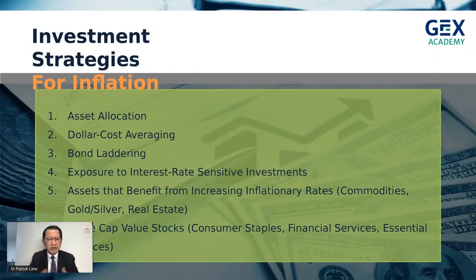And then there are assets that benefit from increasing inflationary rates, such as commodities, gold, silver, and real estate. I know some of you will say, but Patrick, you are a fan of property investment, and that's why you put real estate there. But please don't believe me. If you go and Google investment strategies for inflation, usually people will recommend investing in real estate. Why? Because over time, the labor costs will go up, construction material will go up, building works will go up, and generally, real estate is a good hedge against inflation.